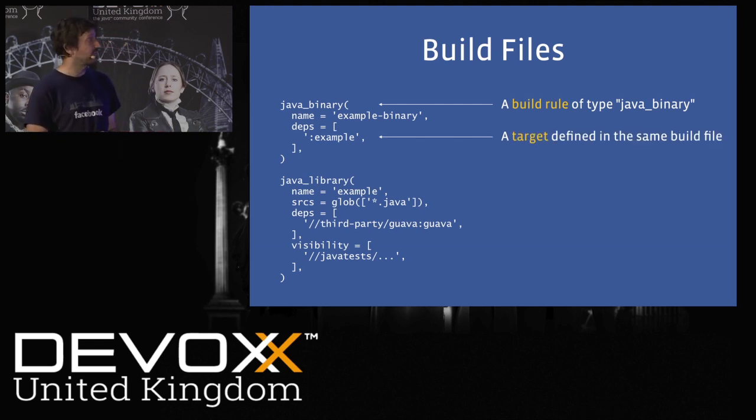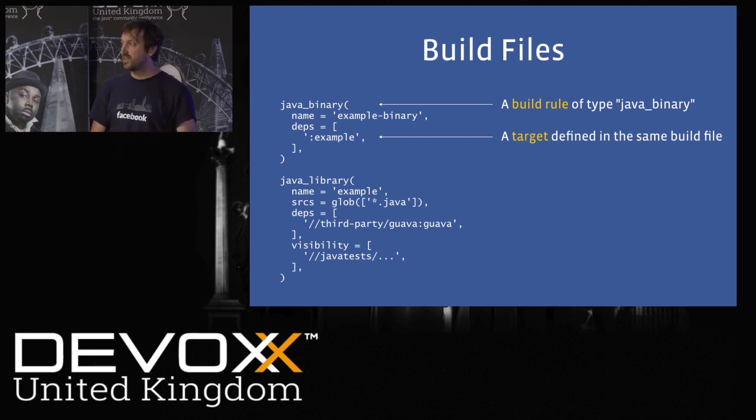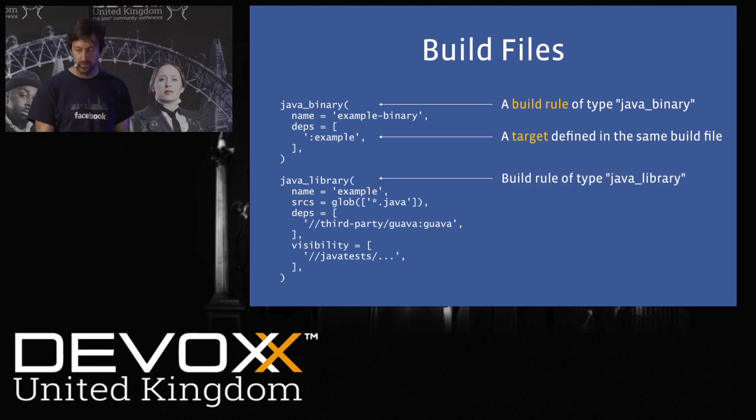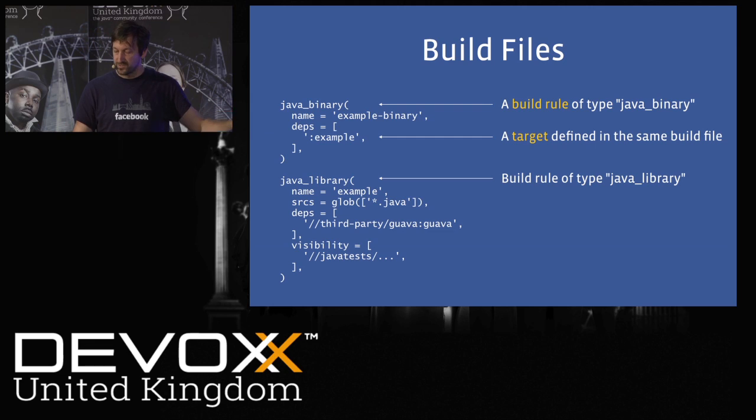We have a target defined in the same build file. You can tell it's a target because it begins with a colon. The colon says, hey, look, this can be found somewhere in here. There'll be a thing called example. Example is a build rule of type Java library, and you'll see it's got the name example. All build rules have a name, so all build rules are addressable like this.